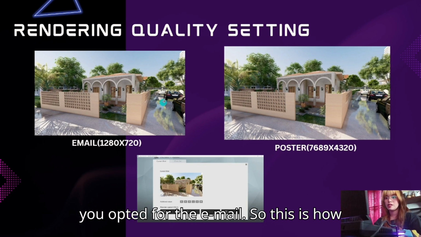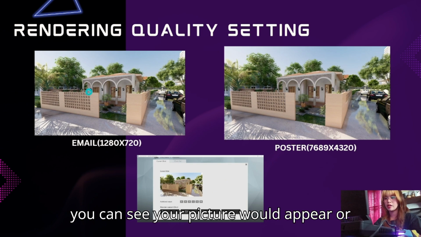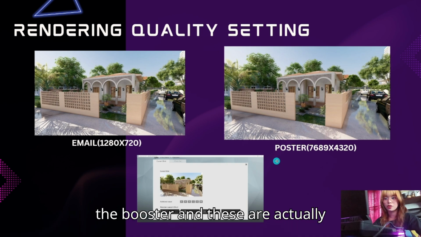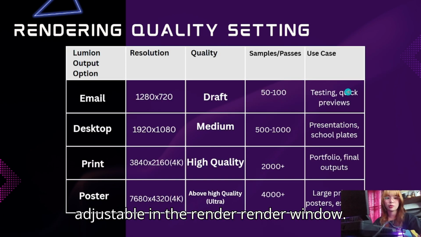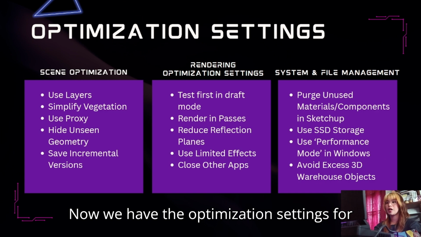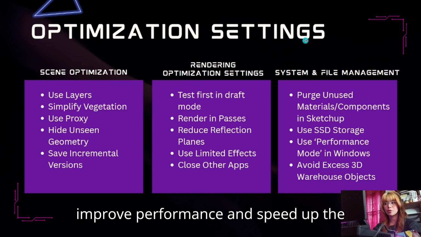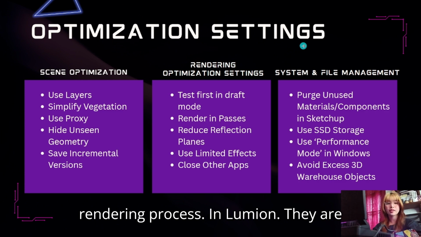Now, as for the rendering quality setting, you can see here on the PowerPoint that we have shown different kinds of quality. So if you opted for the email, this is how your picture or the model would appear. Then we also have the poster. And these are actually adjustable in the render window. Now we have the optimization settings for Lumion. These settings are designed to improve performance and speed up the rendering process in Lumion.